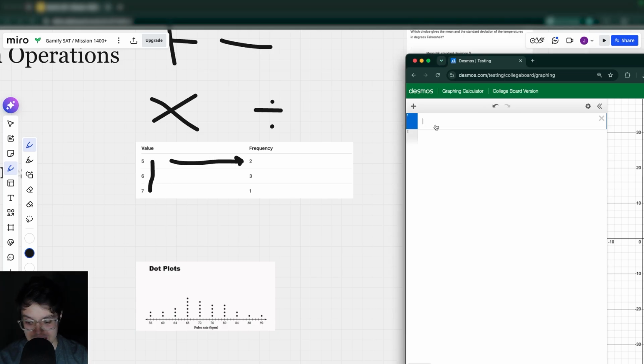So if I was to write this, I could say A is equal to 2 instances of 5. So 5 and 5. It would be 3 instances of 6. So 6 and 6 and 6. 1 instance of 7. So just 7 there. That is what's going on.